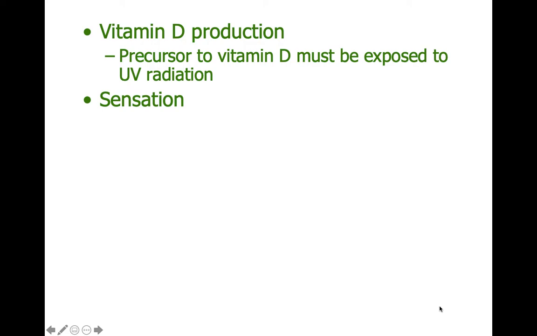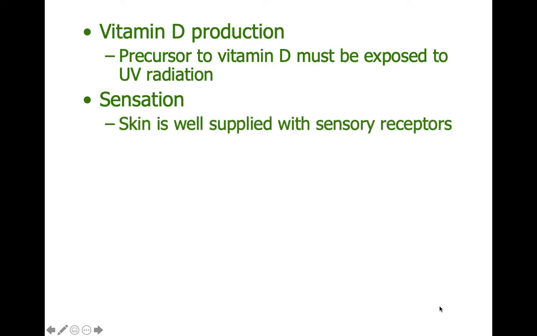Our fourth function is sensation. Your skin is well supplied with sensory receptors. That's how your body knows if there's a change in temperature in the environment, if something's touching you, if you're leaning against something, because you have these sensory receptors. They're bringing information from your environment into your body so your body knows what's going on on the outside.